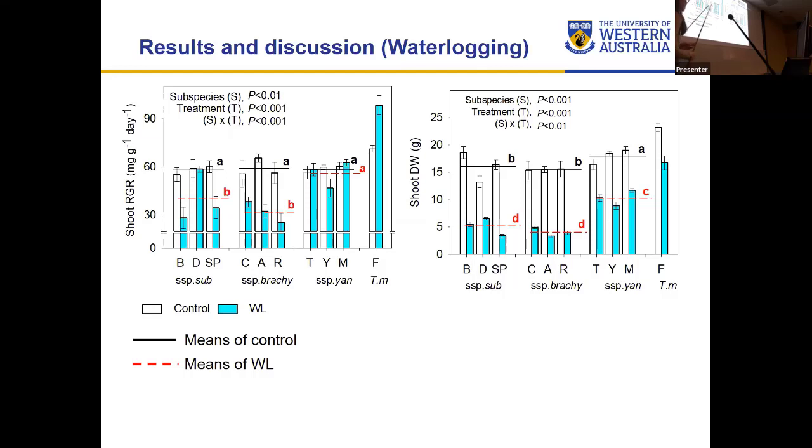White bars indicate control, blue bars are waterlogging. Black solid lines are estimated means of the control, and red dashed lines are estimated means of the waterlogging. In this experiment, tolerance to waterlogging and subsequent recovery were defined as the maintenance of shoot growth or the accumulation of shoot dry weight relative to the non-waterlogged condition. The results showed high variation among the subterranean clover subspecies, with superior tolerance in subspecies Yanninicum.